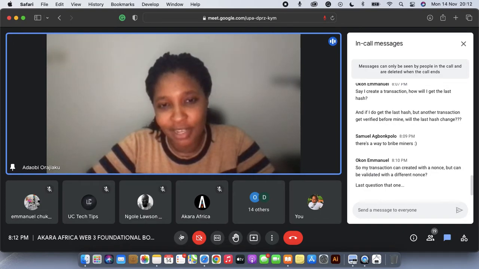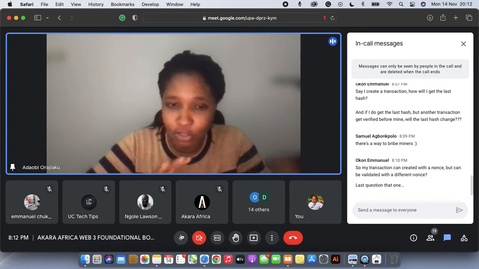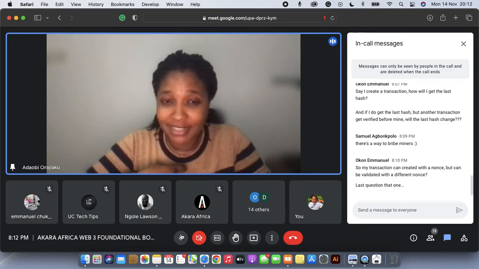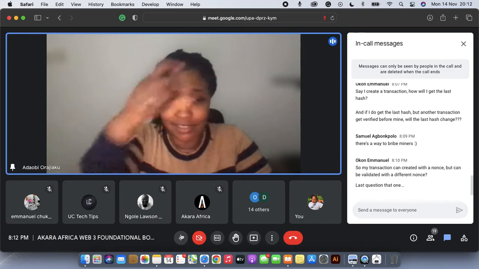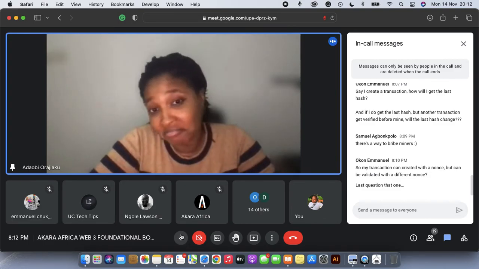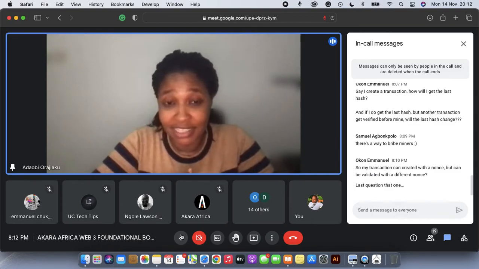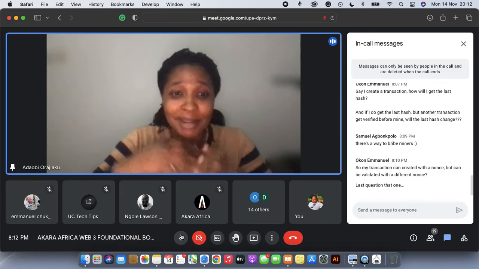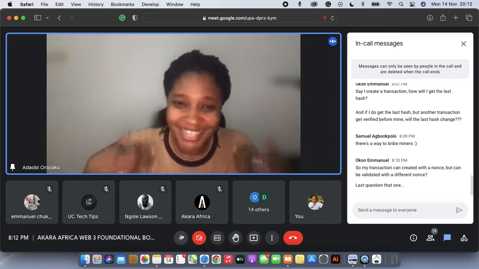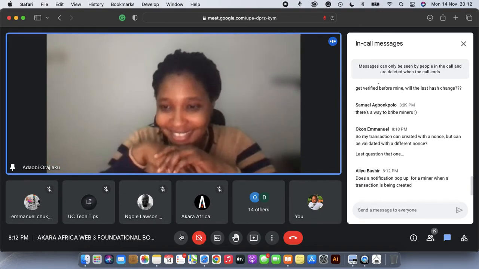So yes, which is a way to incentivize miners, because technically if a miner mines a block, they can put it in front of other people's blocks. It is their mining, so long as the mining is valid, it is their mining.